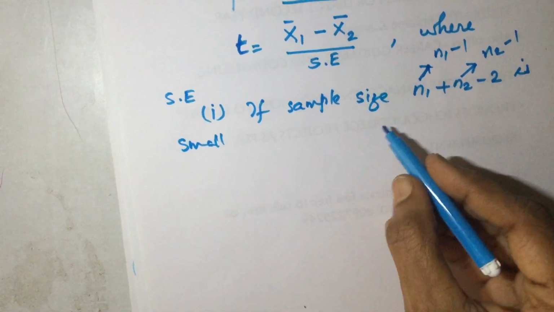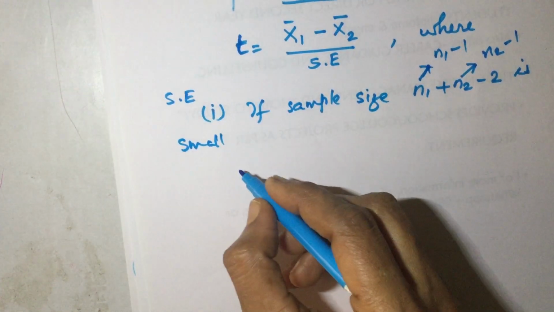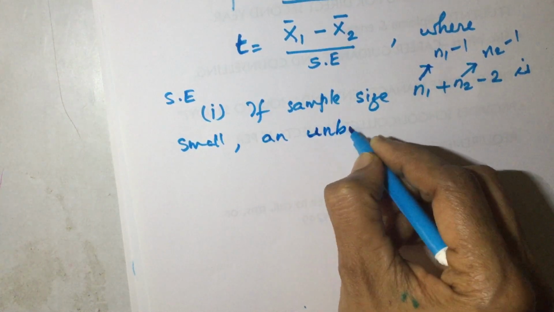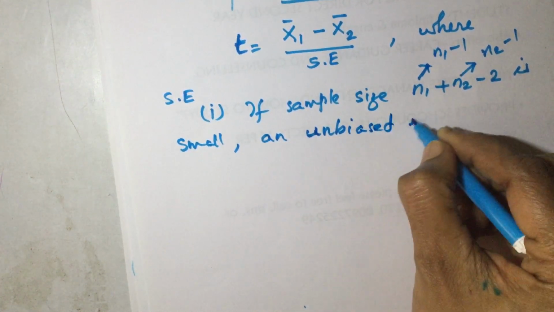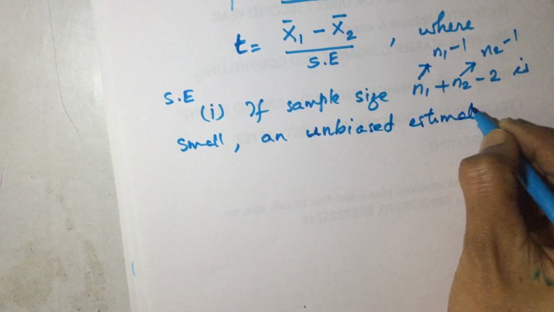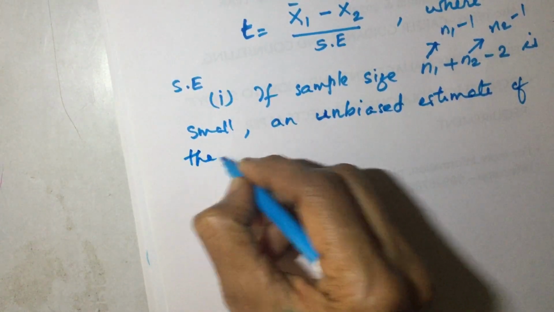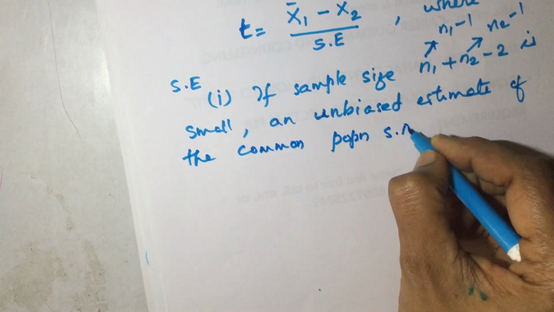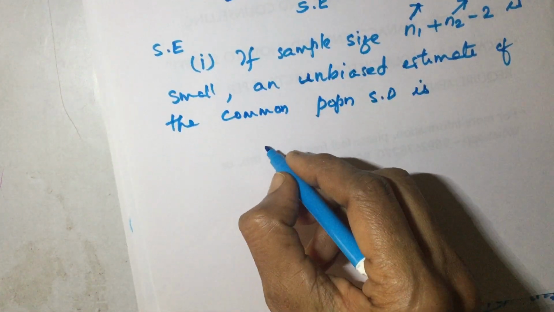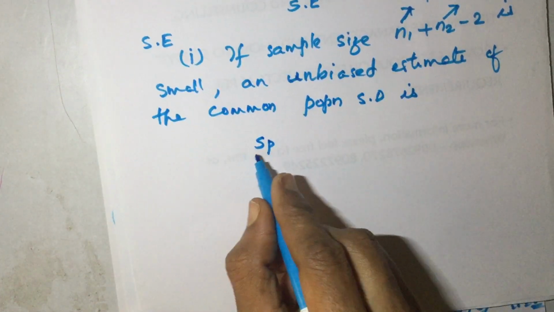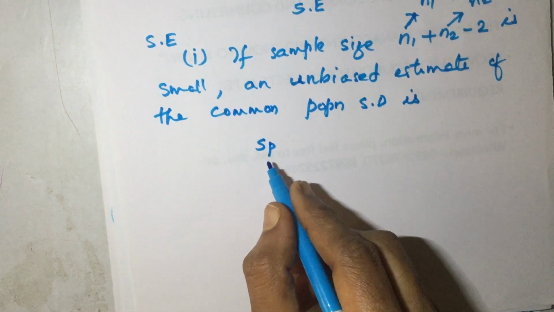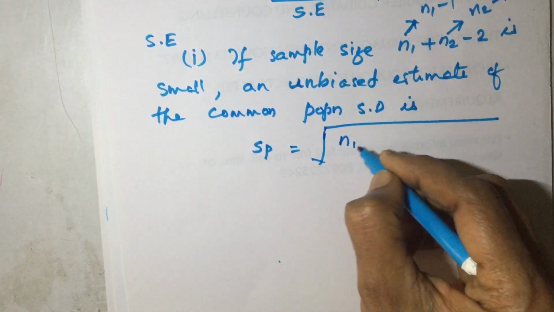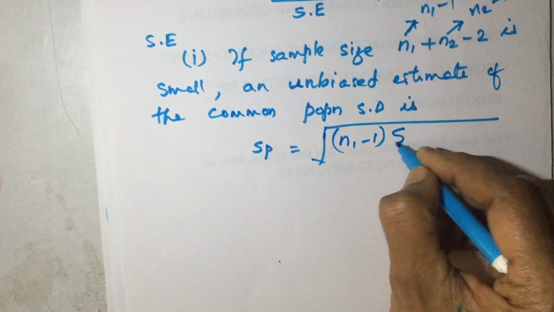Okay, so if the sample size n1 plus n2 minus 2 is small, then we take an unbiased estimate of the common population standard deviation, which is given by SP, that is common standard deviation of the population. So SP is given by, this is under root of n1 minus 1 into capital S1 square.